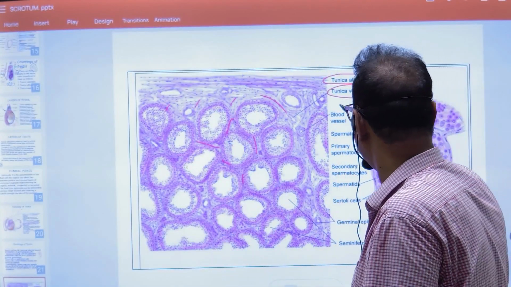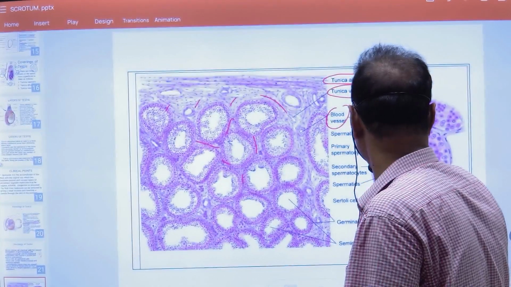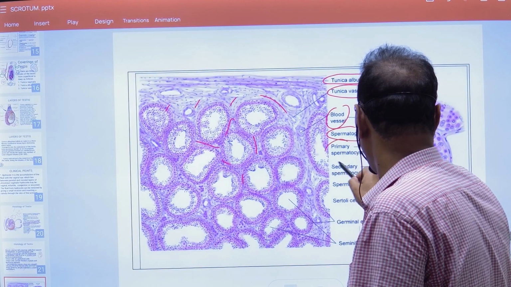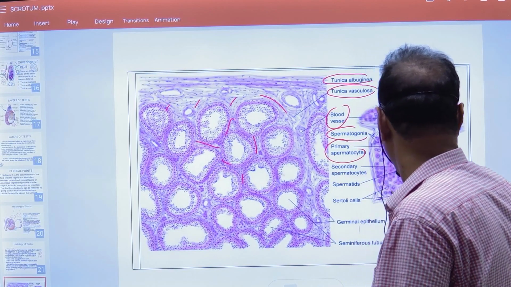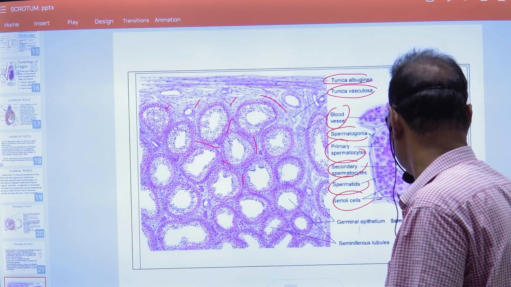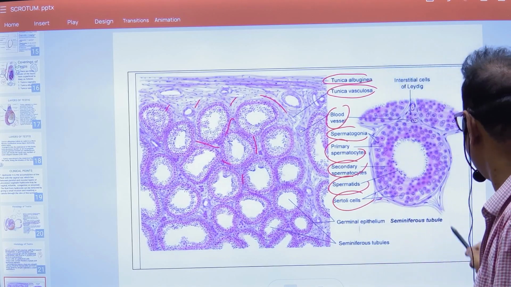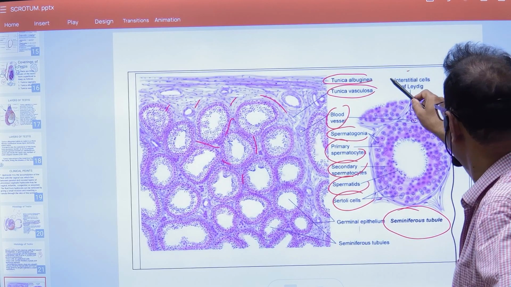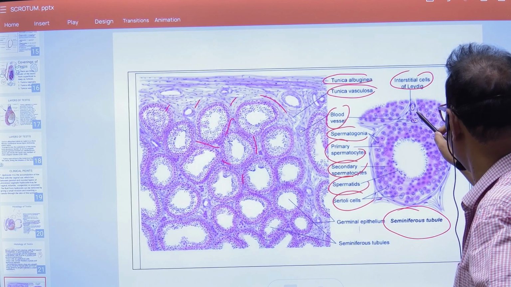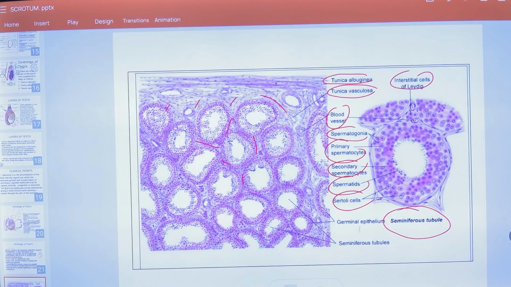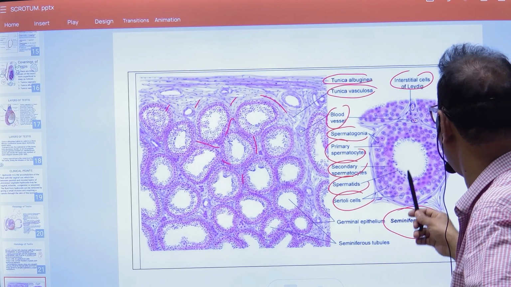And the blood vessels over here, on both sides you can see blood vessels. Spermatogonia, the spermatogenic cells over here, primary spermatocytes, secondary spermatocytes, spermatids, the Sertoli cells, and this is one picture of the seminiferous tubules. Between the seminiferous tubules you will find the interstitial and Leydig cells that we discussed, and there you will also find blood vessels, lymphatics, all the cells.